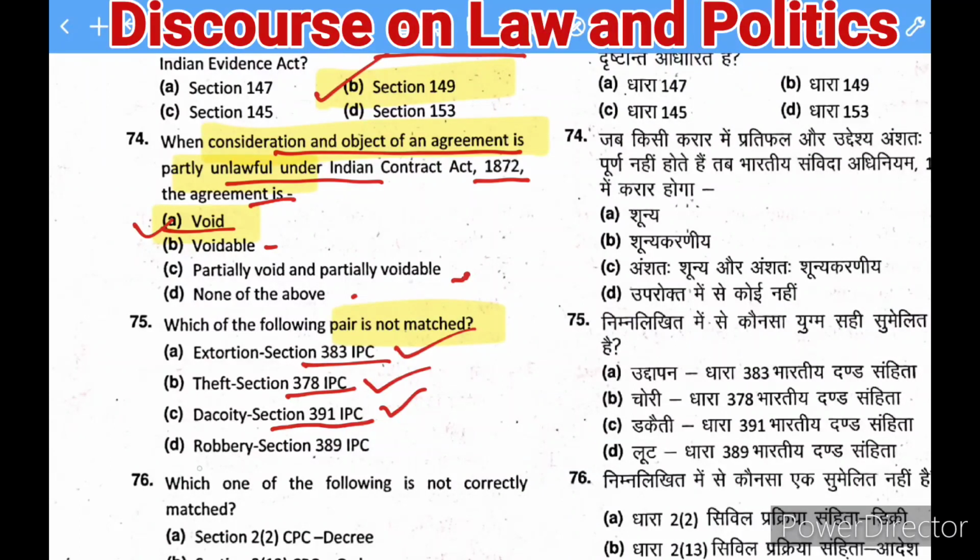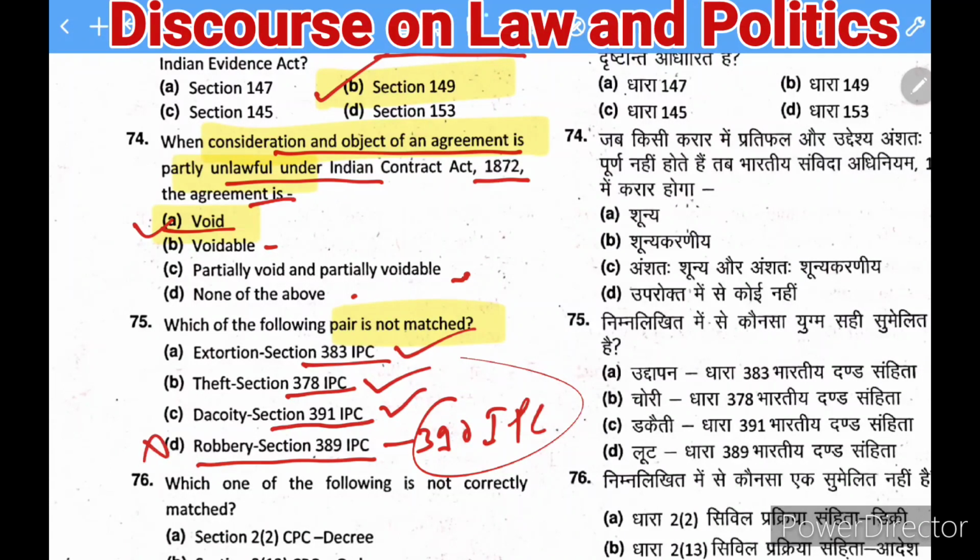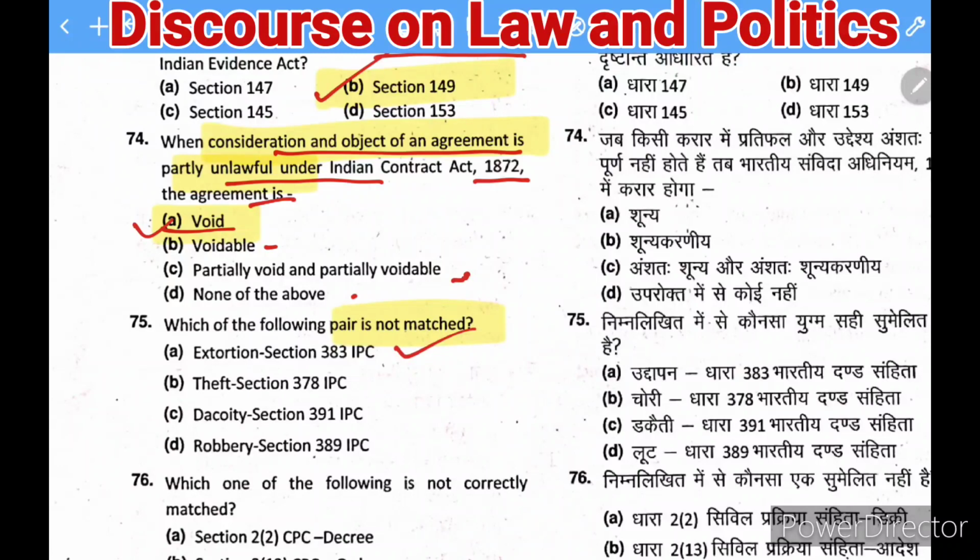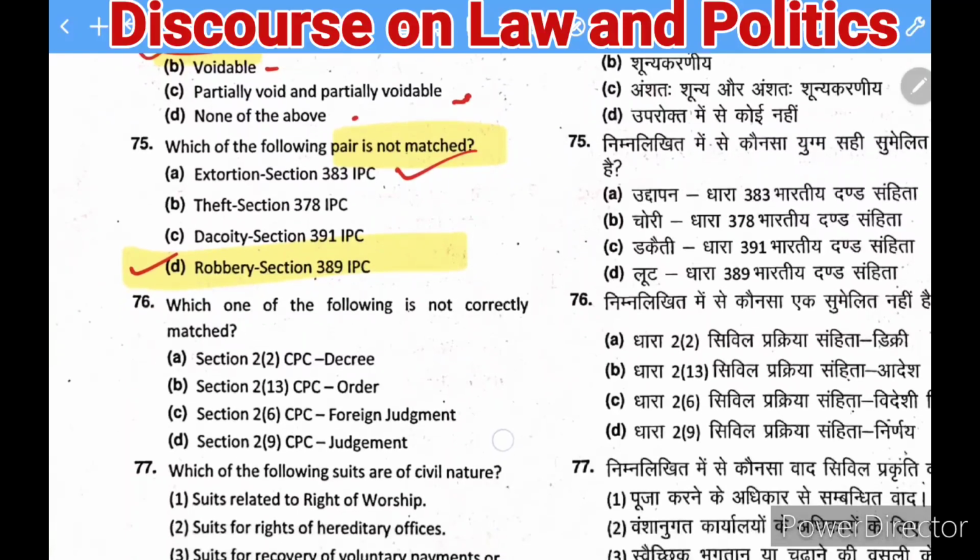And the last one is robbery, section 389. It is not correctly matched because robbery is given in section 390 of the IPC. So this is not correctly matched. The right answer for this question, which is not correctly matched, is D. Robbery is in section 390 of the IPC.